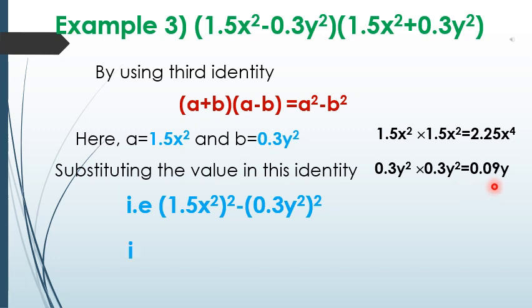1.5x square raised to 2 is 1.5x square into 1.5x square, which is equal to 2.25x raised to 4. Minus 0.3y square raised to 2 is 0.3y square into 0.3y square, which is equal to 0.09y raised to 4. That is 2.25x raised to 4 minus 0.09y raised to 4. This is the final answer.